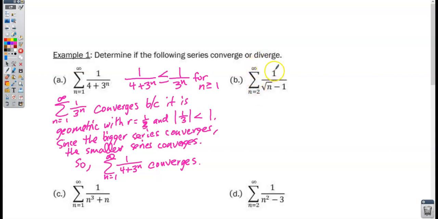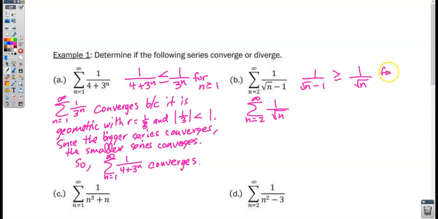The sum from 2 to infinity of 1 over the square root of n minus 1. This, to me, looks very similar to the sum from 2 to infinity of 1 over the square root of n. So let's compare the two: 1 over the square root of n minus 1, and 1 over the square root of n. Now here the denominator is smaller than this denominator. When the denominator is smaller, that means the fraction is bigger.